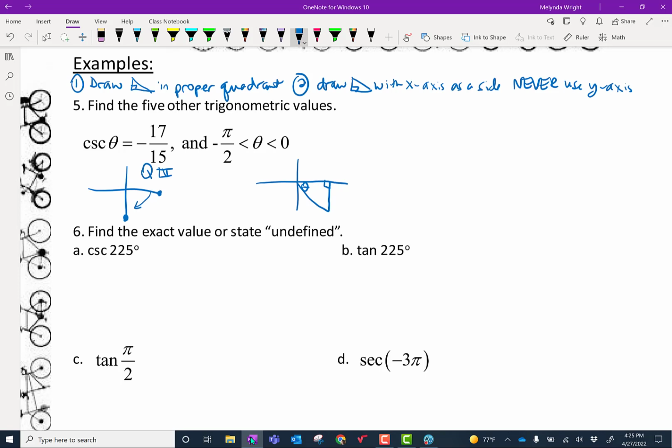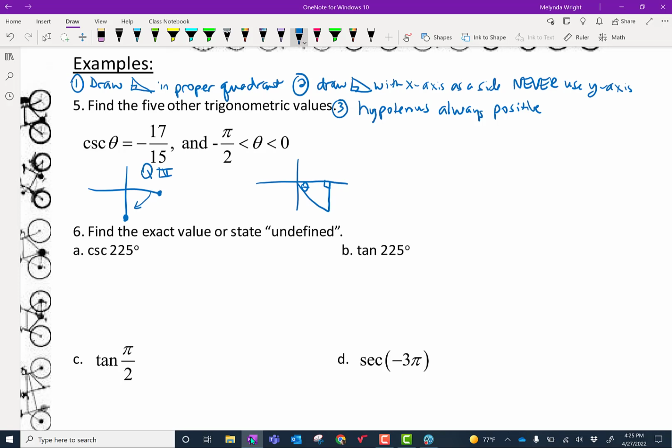Okay? All right, so we're doing good. One last thing we need to note is that on these triangles that we're going to be drawing, the hypotenuse is always positive. So those are three things we really, really need to remember. Okay, so let's work on filling these numbers out.